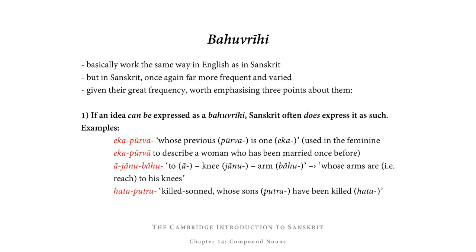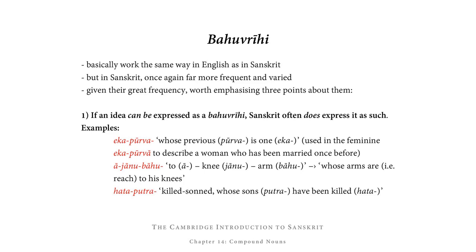Bahuvrihis basically work the same way in English as in Sanskrit, but in Sanskrit they are once again far more frequent and far more varied, and given their great frequency, it's actually worth emphasizing 3 points about them. First of all, if an idea can be expressed as a bahuvrihi, Sanskrit often does express it as such, which leads to words such as eka purva, literally whose previous purva is one, eka, which is used in the feminine eka purva to describe a woman who has been married once before.